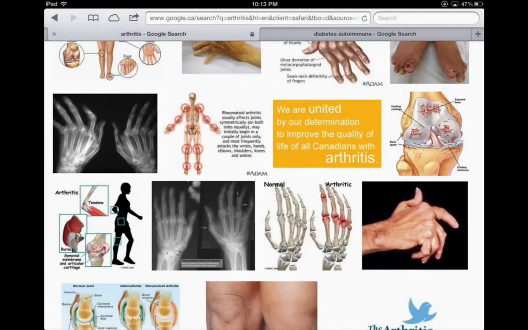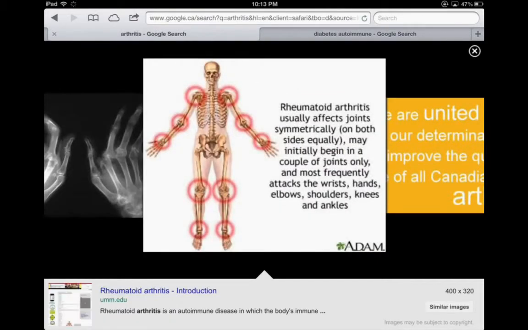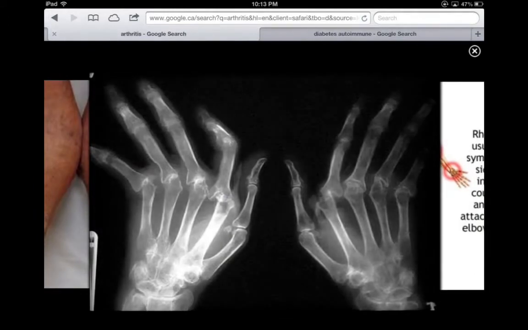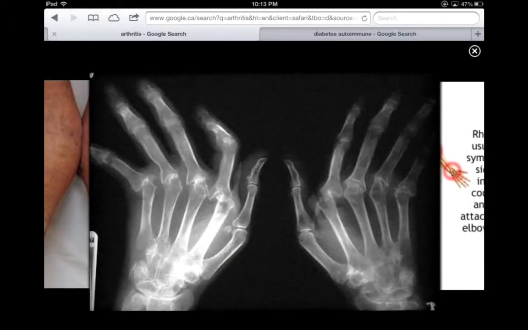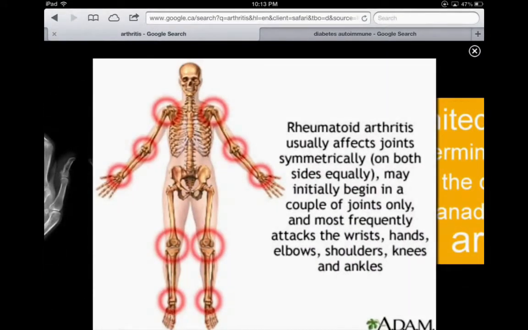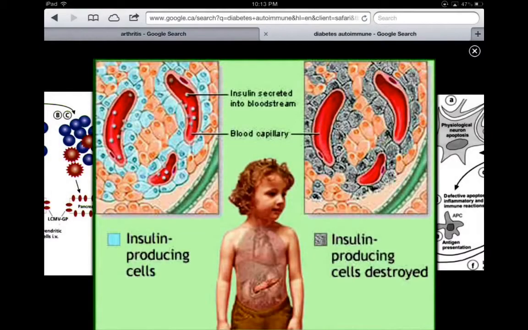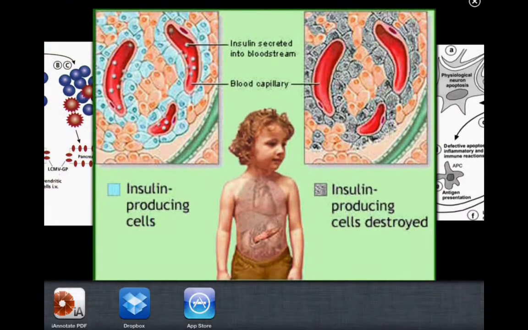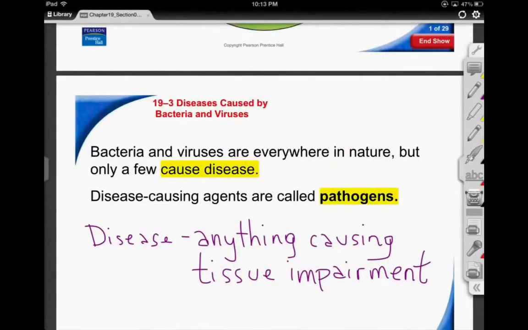Another dandy, unfortunately, would be something like arthritis, where our bodies literally attack our joints, and they can disfigure them. Arthro meaning joints, and itis meaning inflammation of. And I like this picture because it shows so many joints that can be attacked. So this again is tissue impairment, where your cartilage is literally being nibbled away by your own immune system. And previously, our own immune system can nibble away at these specialized little cells that produce insulin. So disease is a tissue impairment. So let's be really clear with that nice general definition.